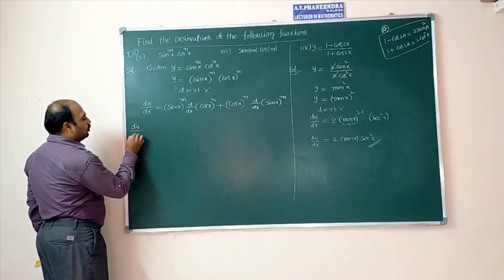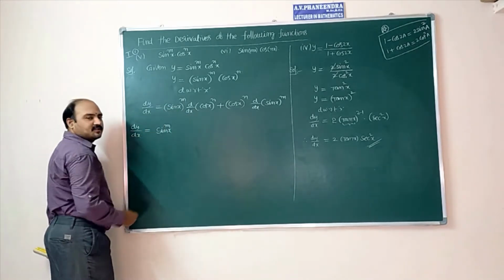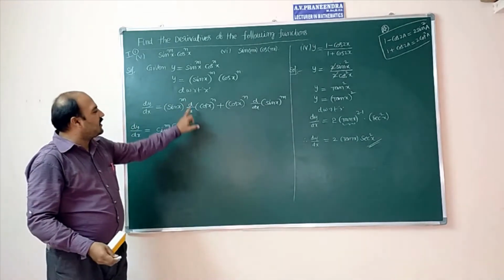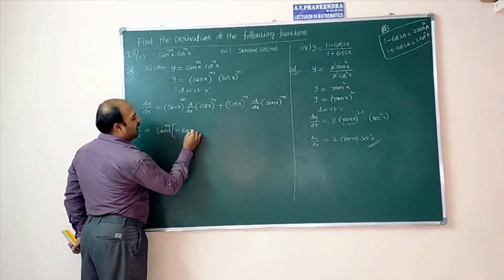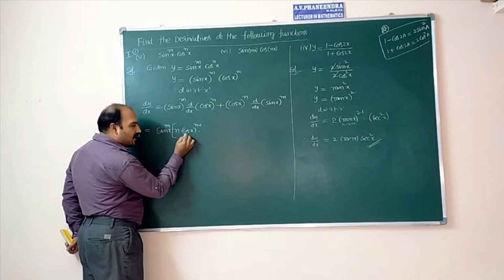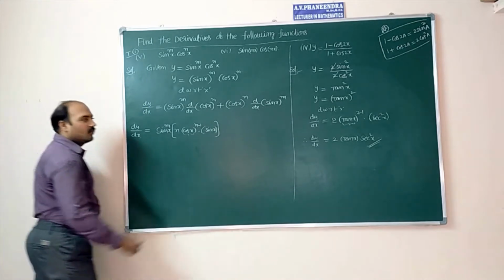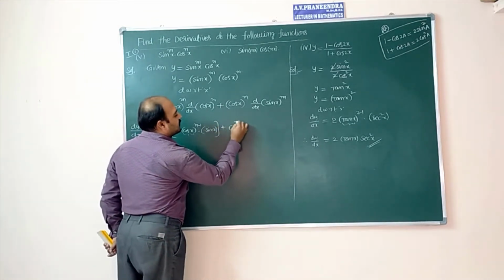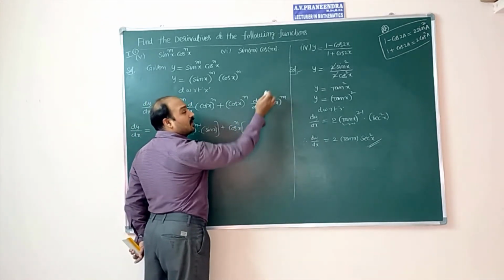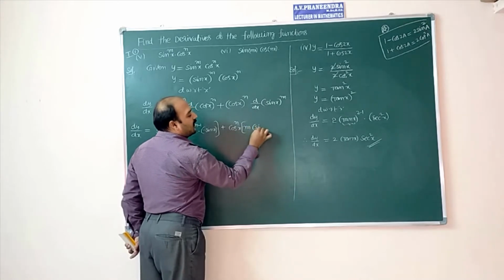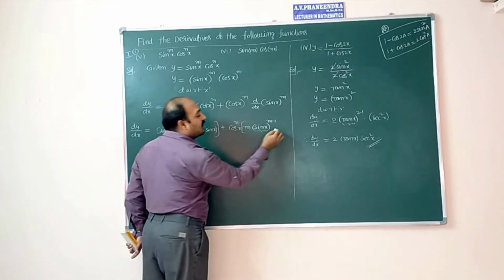dy by dx equal to (sin x) whole power m, that means sin power mx, into d by dx of (f of x) whole power n formula again. So n into (cos x) whole power n minus 1 into d by dx of cos x, which is minus sin x, bracket close, plus cos power nx into d by dx of (sin x) whole power m, again applying the (f of x) whole power n formula, m into (sin x) whole power m minus 1, and again you have to differentiate sin x, d by dx of sin x, which is cos x.